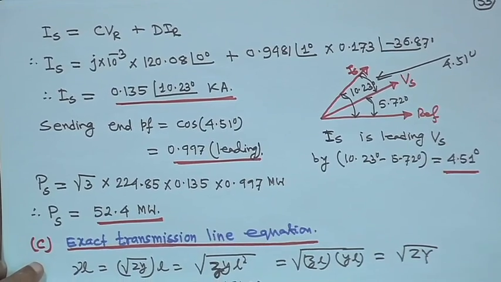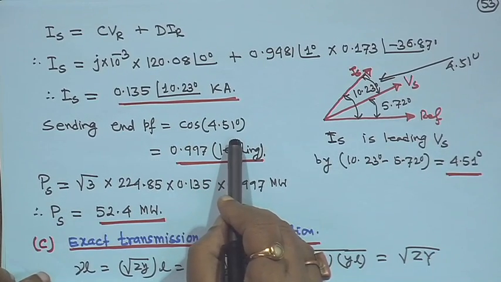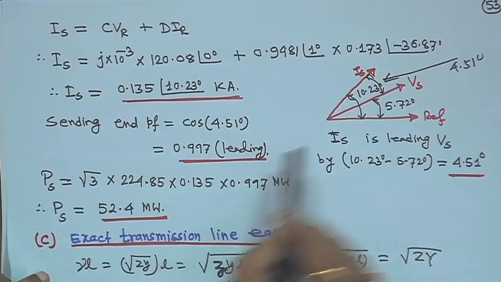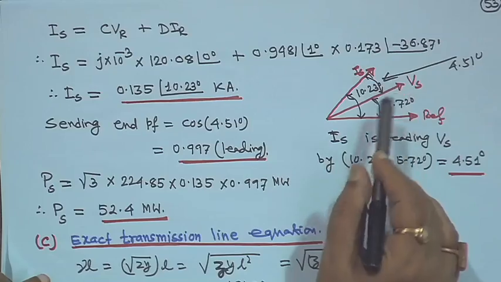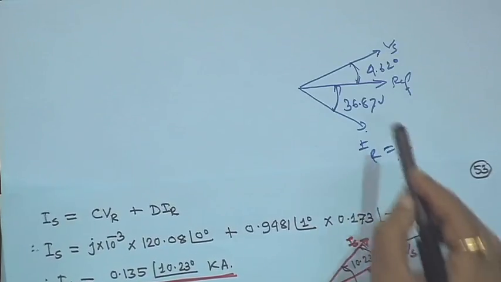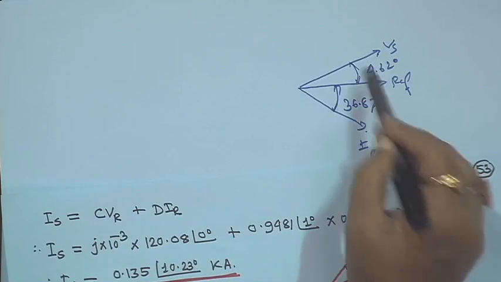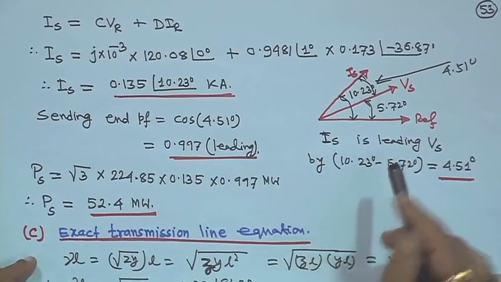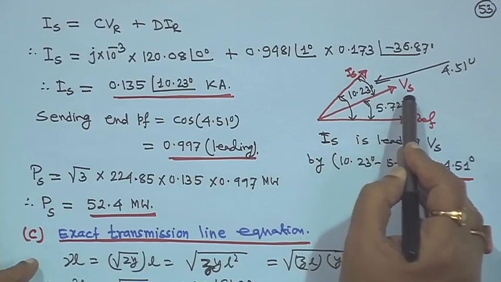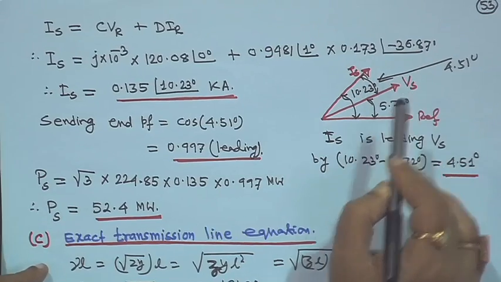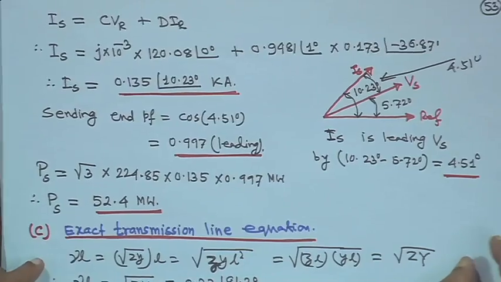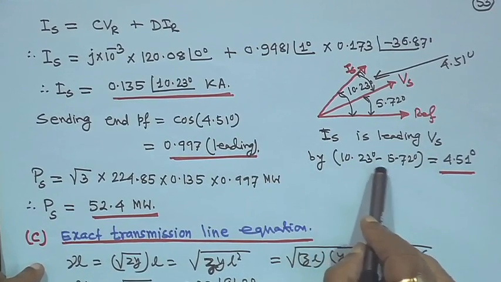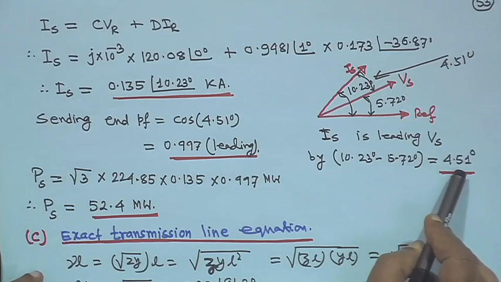So, that means the sending end power factor is cosine 4.51 degree, that is 0.997, and it is a leading power factor because the current is actually leading the voltage. In the previous case you have seen that the current was lagging Vs, but that is for the short line. For this one, the sending end current is leading the voltage, that is why it is a leading power factor 0.997. Here I have written Is is leading Vs by 10.23 minus 5.72 degree, that is 4.51 degree.